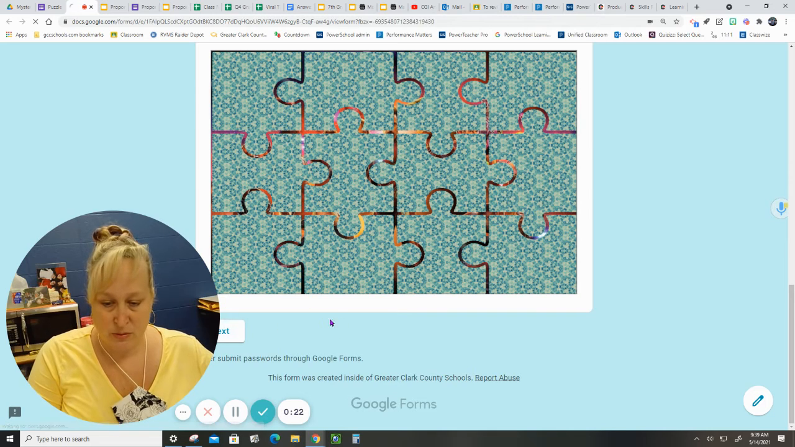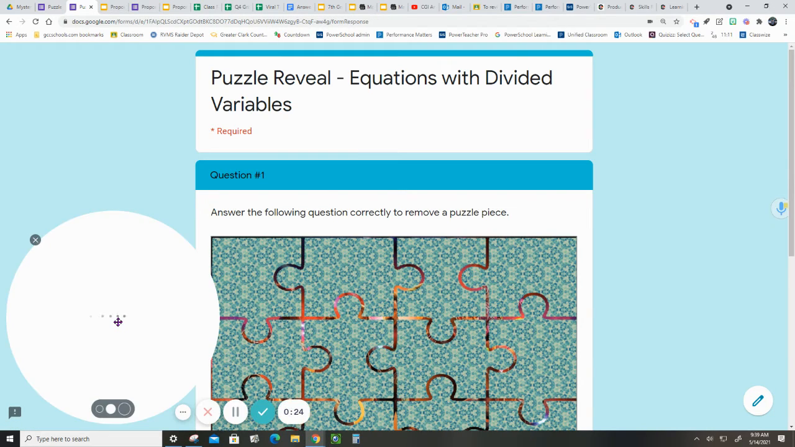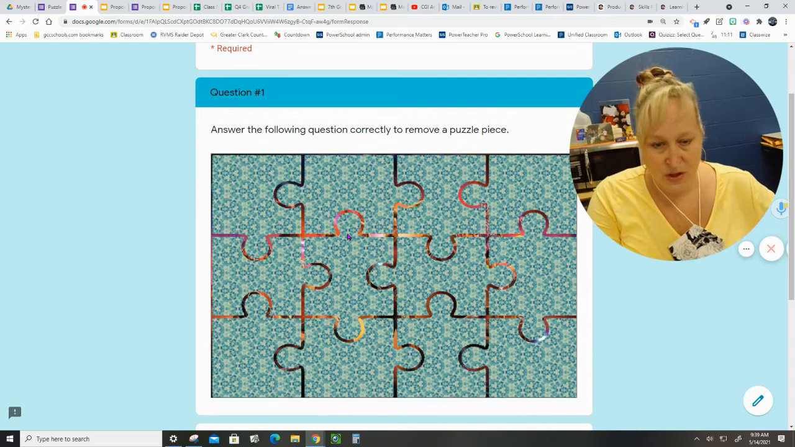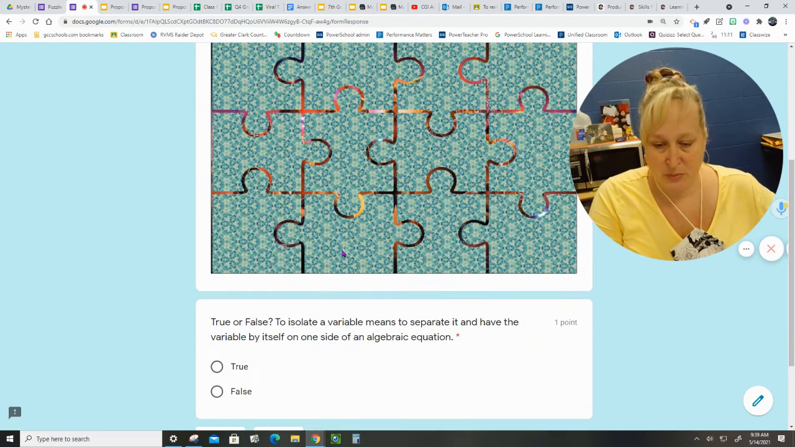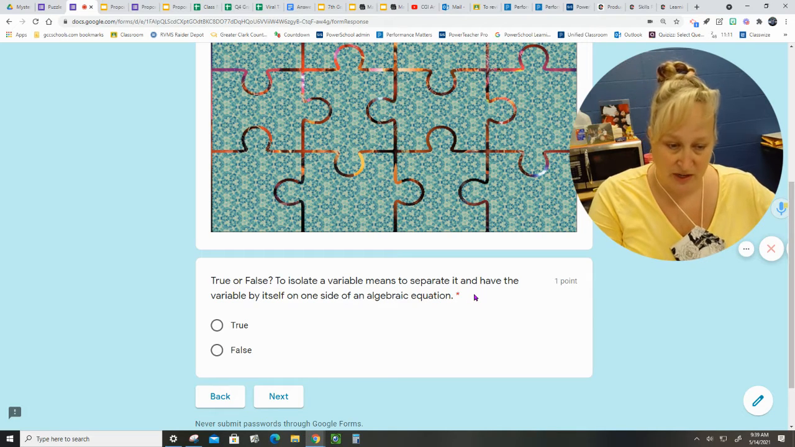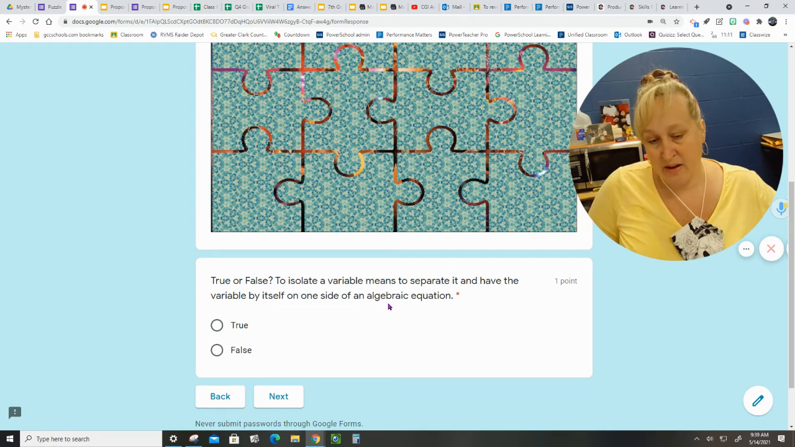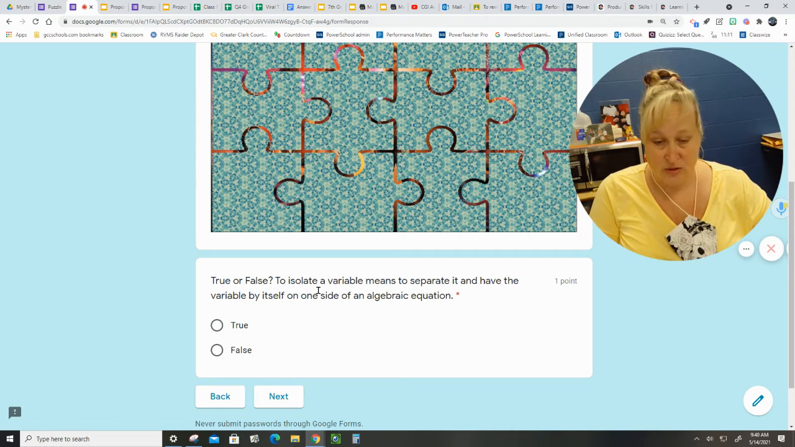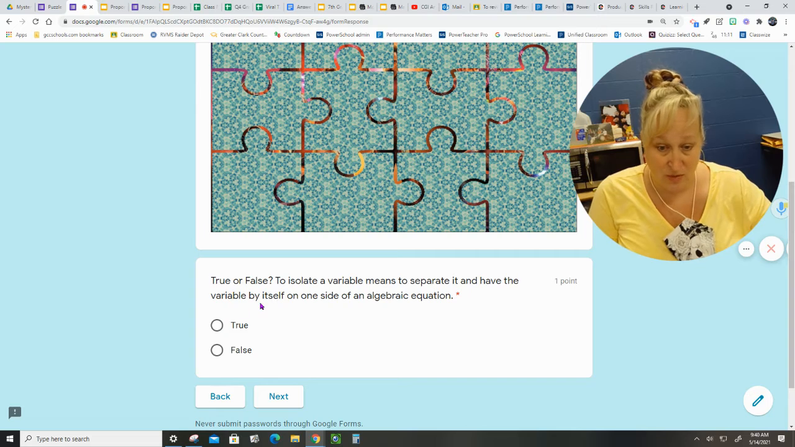So the first thing is we're going to hit next. I'm hopefully going to be able to move this out of the way. Answer the following question correctly to remove a puzzle piece. True or false? To isolate a variable means to separate it and have the variable by itself on one side of an equation. So that's a lot of words, I understand, but it means to separate it and have the variable by itself. Isolate means by itself, so that is true.